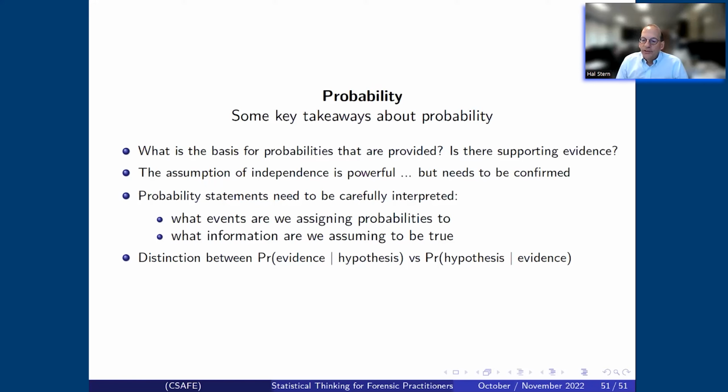And the last thing we noticed today is probability statements need to be very carefully interpreted. To what event are we assigning probabilities? What information are we assuming to be true? And in forensics, that shows up most often in the distinction between trying to talk about the probability of evidence arising, particular measurements arising, given different assumptions about the state of the world, which gets contrasted with making statements about the hypothesis or about a proposition or about a state of the world.